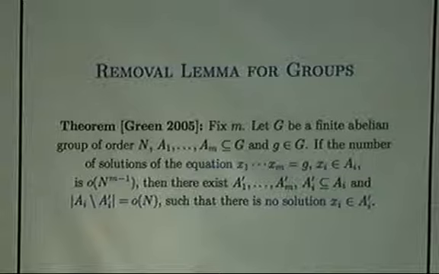So we are also given sets A1 to Am, and the only solutions we're interested in are such that x1 is chosen from A1, x2 is chosen from A2, x3 is chosen from A3, and so on. And there are two possible outcomes. Either you have lots of solutions, and what does lots of solutions mean in this case? Lots of solutions means the number of solutions is of order N to the m minus 1.